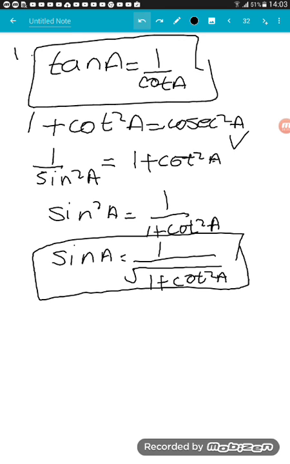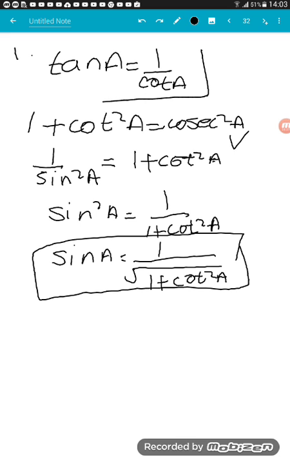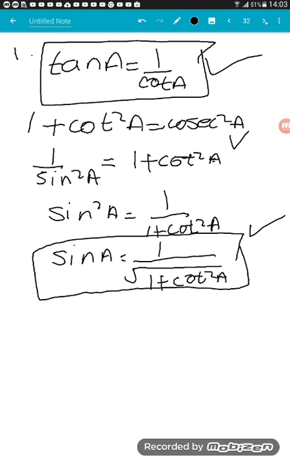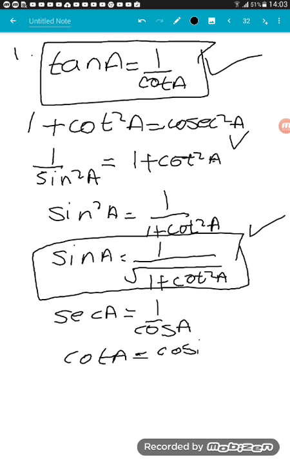Tan A we got, sin A we got. So the third is sec A. So sec A we can write as 1 by cos A. Now we have to find the relationship between cos A and cot A. Now we know that cot A is nothing but cos A by sin A. This one we have already learned.